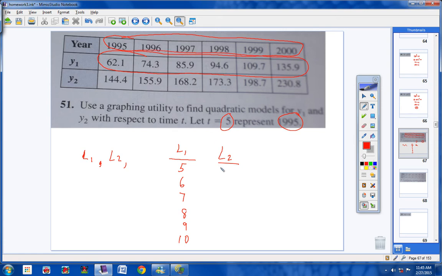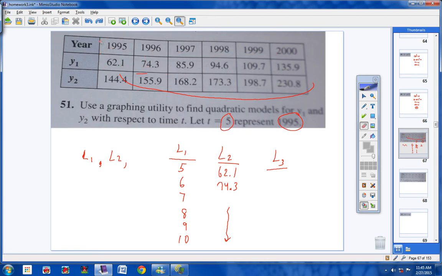So 62.1, 74.3, etc. Okay? Now, when all of those are done being entered, then for list number 3, I want you to put these 6 numbers. Now, what you're doing is you're basically telling the computer that we have a relationship here between the year when something happened and a certain number. I'm not sure if it's money or what. I don't know what it is. Okay, it doesn't say. But now I have L3 all entered in.